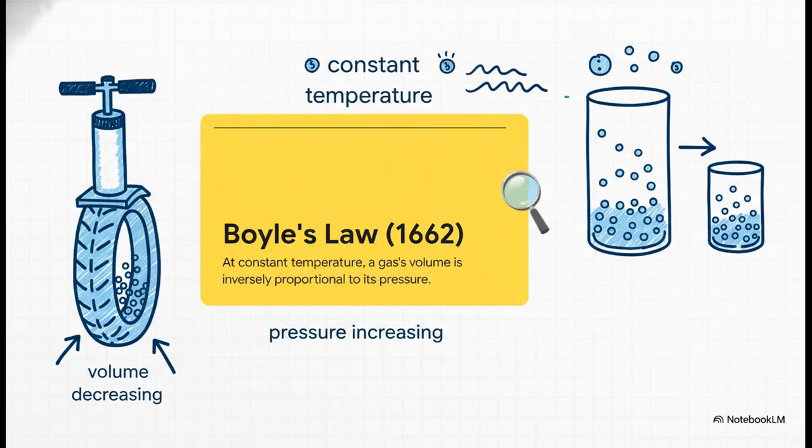First up is Robert Boyle, way back in 1662. He was the one who figured out that if you take some gas and hold the temperature steady, its pressure and volume are totally connected, but in an opposite way. So, in plain English, if you squeeze a gas into a smaller container, its pressure skyrockets. Just picture squeezing a sealed balloon, right? As you make its volume smaller, you can feel the air inside pushing back way harder. Yep, that's Boyle's law right there.